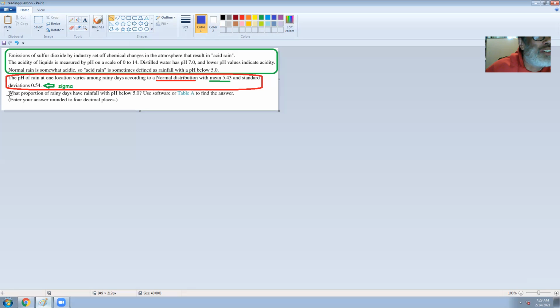What proportion of rainy days have a rainfall with pH below 5.0? Now, how I'm going to do the problem, and I'm going to do it with the normal tables. If you have one of those online calculators, you can just plug that in. But let's go ahead and do this.